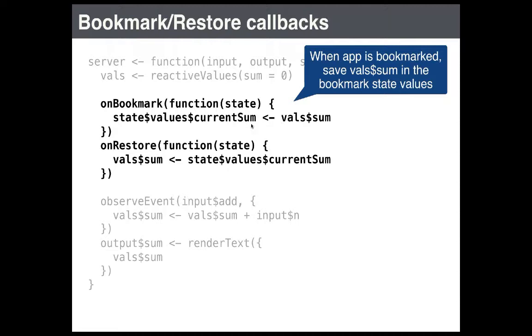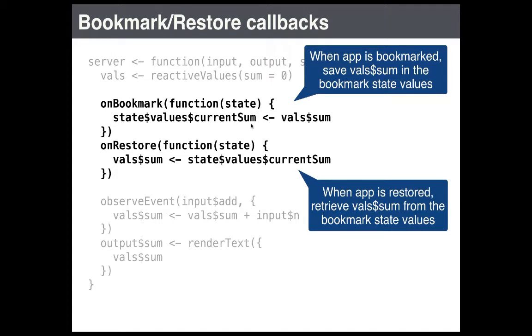And when we restore the application, instead of starting up here where the sum is 0, what we end up doing is we extract the saved current sum out of the state and put that in vals$sum. Okay, this will get us partway there. Now let me show you what happens if we run this.